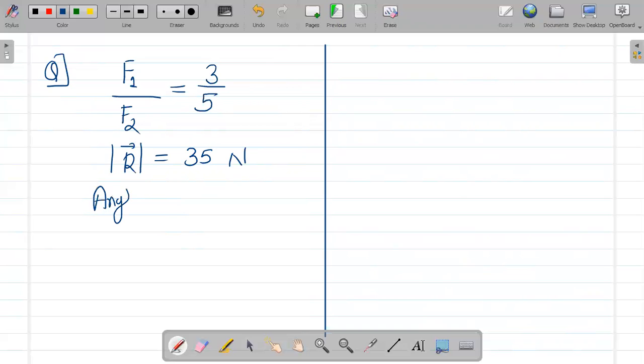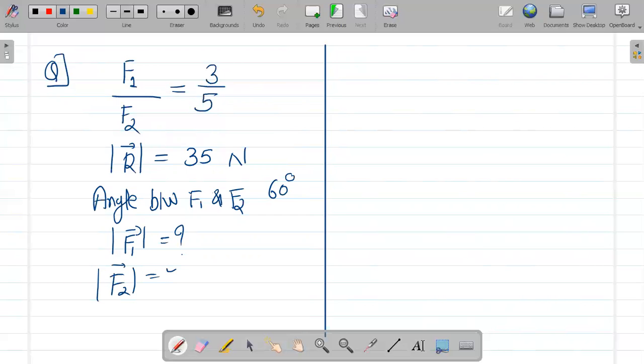Angle of inclination means the angle between two forces. So the angle between F1 and F2 is given as 60 degree. This is given in the question itself. Calculate the magnitude of each force. So what is the magnitude of each force? F1 equals to what and F2 is equal to what? This is the question.